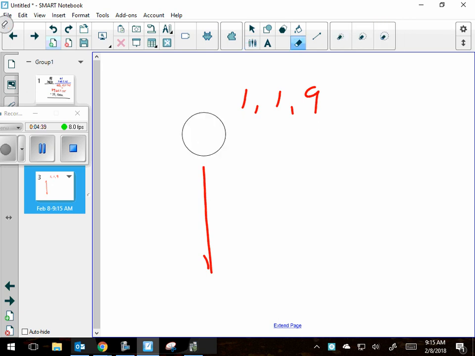Okay, how about 8 and 1 and 9. Could that be a possible triangle?